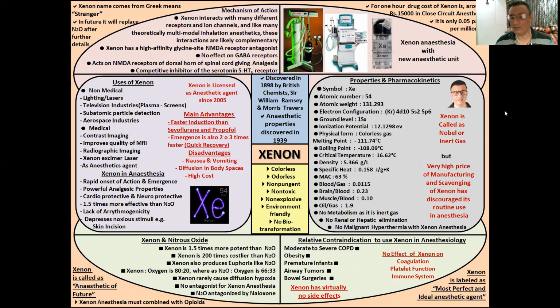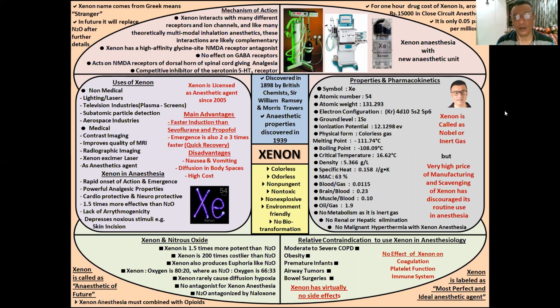Third thing is Xenon, one of the best drugs available in the world. Xenon is labeled as the most perfect and ideal anesthetic agent, with even faster induction than sevoflurane and propofol, and emergence is also 2 to 3 times faster. It is called the anesthetic of the future, but it is very costly. One hour of the drug costs around 15,000 rupees in a closed circuit. So I think in this life, I will not be able to use Xenon in my practice.